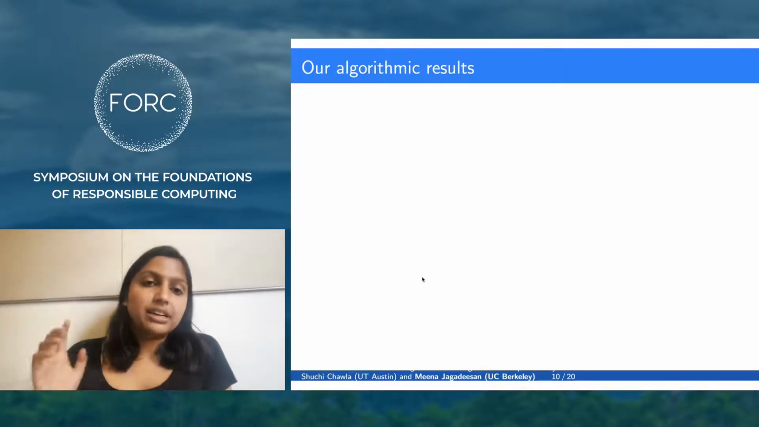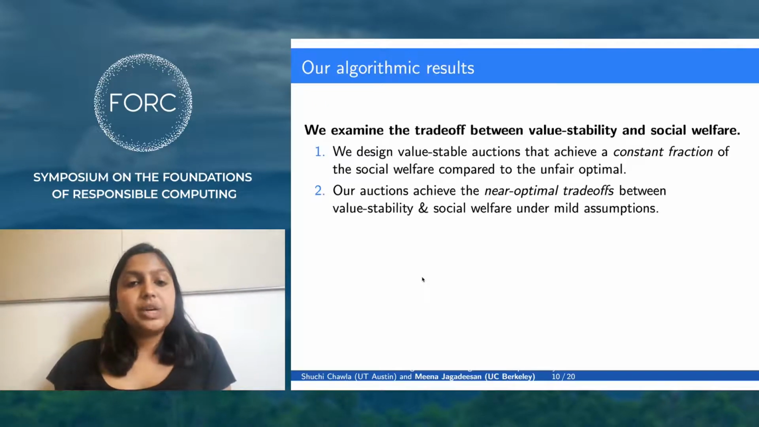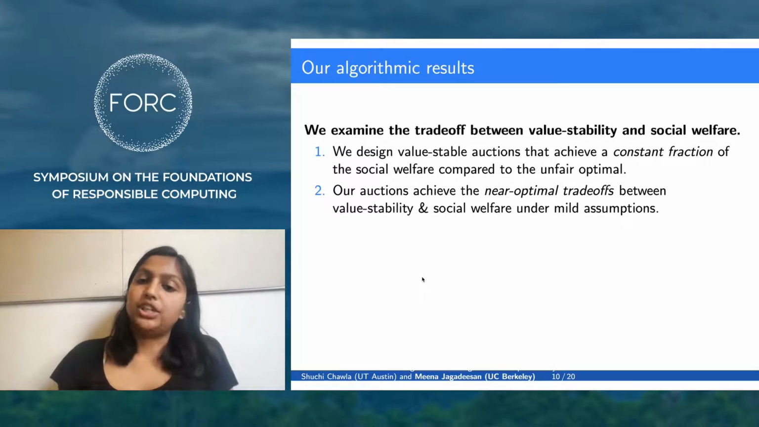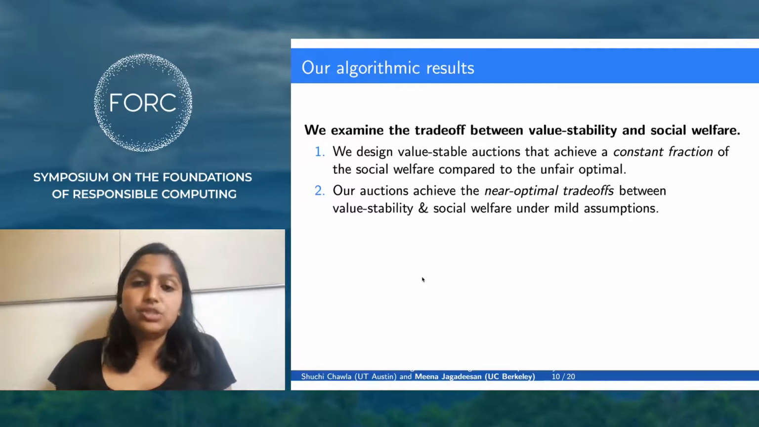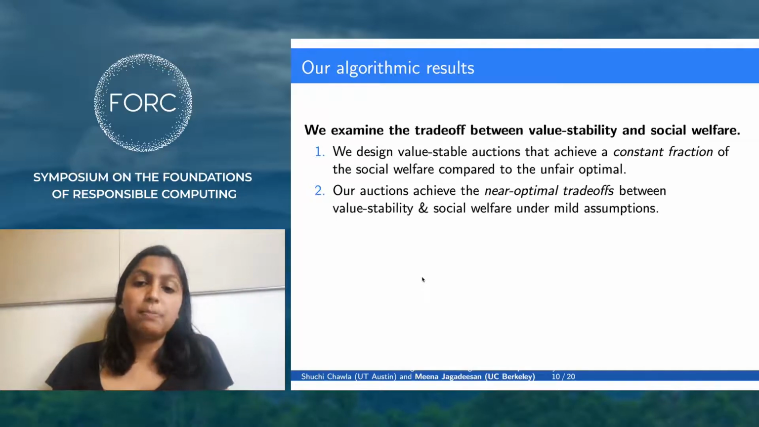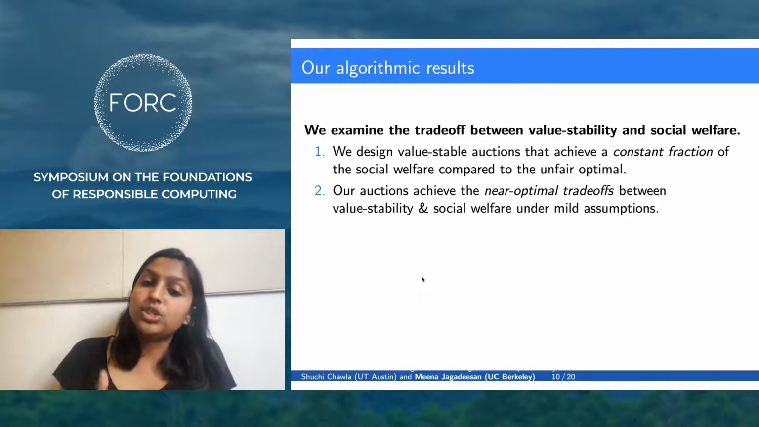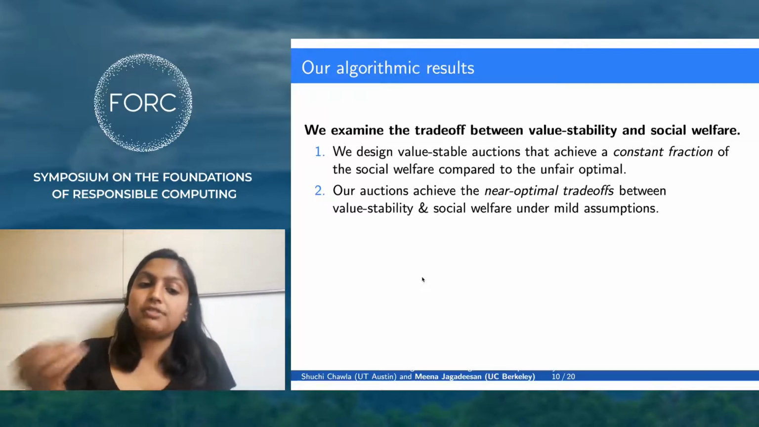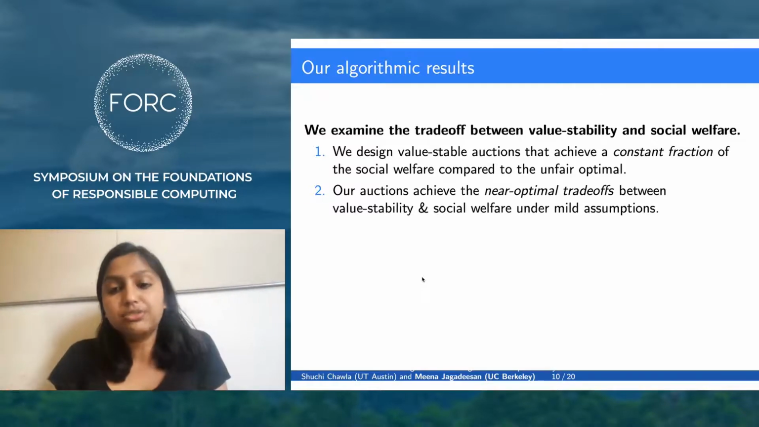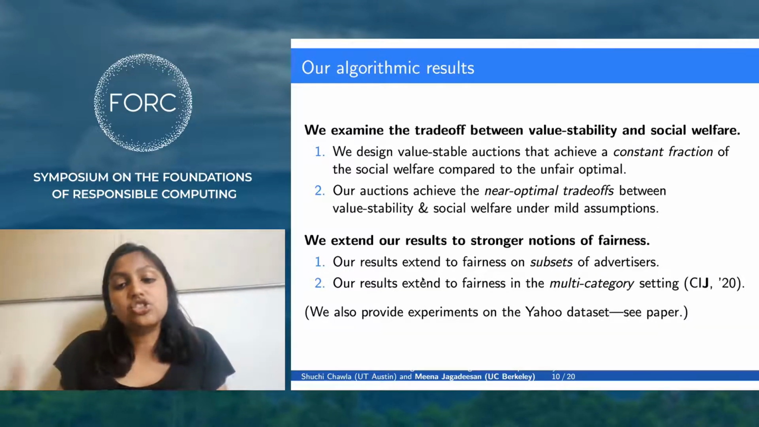Okay, so with that definition in place, let me describe our algorithmic results. So we examined the trade-off between value stability and social welfare. So we designed value-stable ad auctions that achieve a constant fraction of social welfare compared to the unfair optimal. Our auctions also achieve the near optimal trade-offs between value stability and social welfare under mild assumptions.